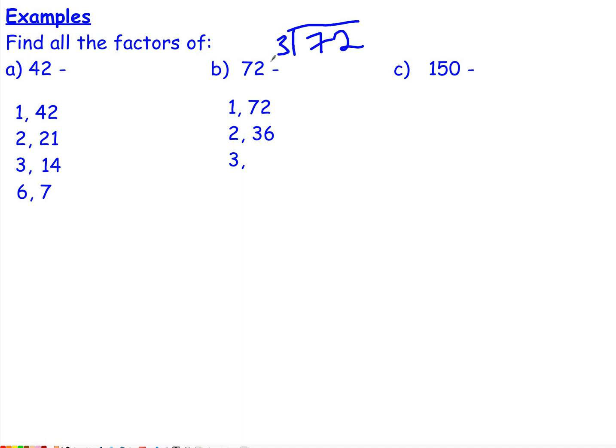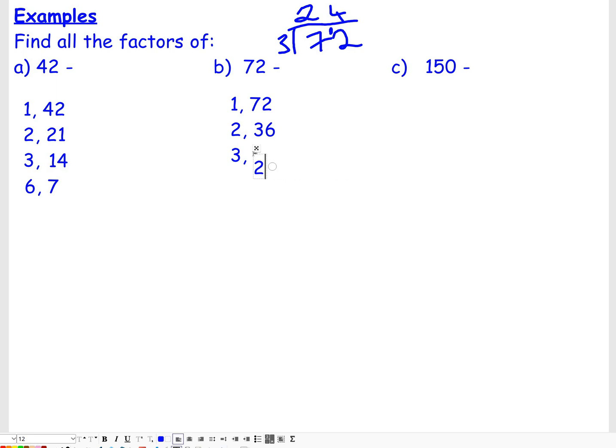Again, if we're not sure, we can always do a bus stop. 72 divided by 3. How many 3's are in 7? There's 2, and then there's a remainder of 1. How many 3's are in 12? There's 4. So our factor pairing is 3 and 24. Then we ask, does 4 go in? Well, again, you can either do a bus stop, or you can say if 2 goes in 36 times, 4 is going to go in half that amount. So 4 is going to go in 18 times.